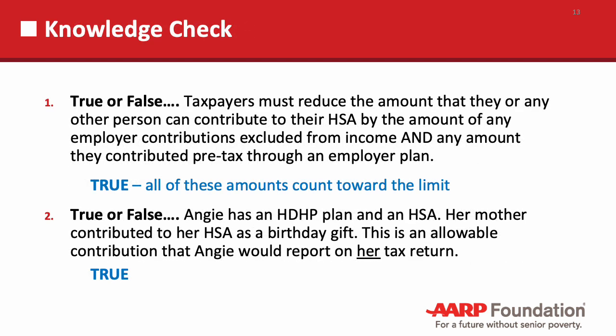Taxpayers must reduce the amount that they or any other person can contribute to their HSA by the amount of any employer contributions excluded from income and any amount they contributed pre-tax through an employer plan. That's true. All of these amounts count towards the limit. And Angie has an HDHP plan and an HSA. Her mother contributed to her HSA as a birthday gift. This is an allowable contribution that Angie would report on Angie's return. That is true.